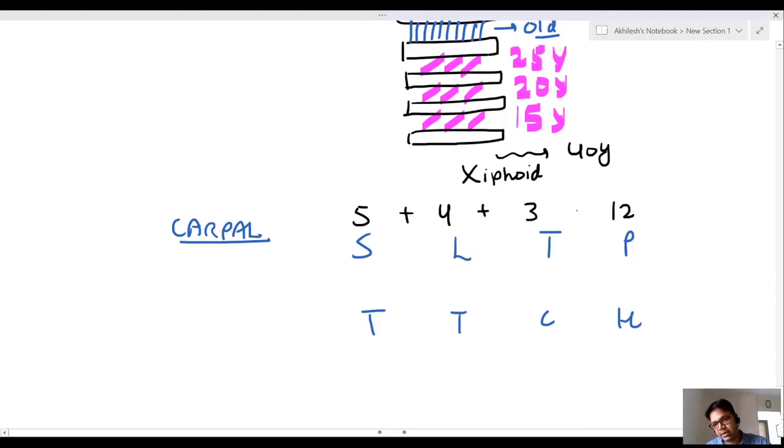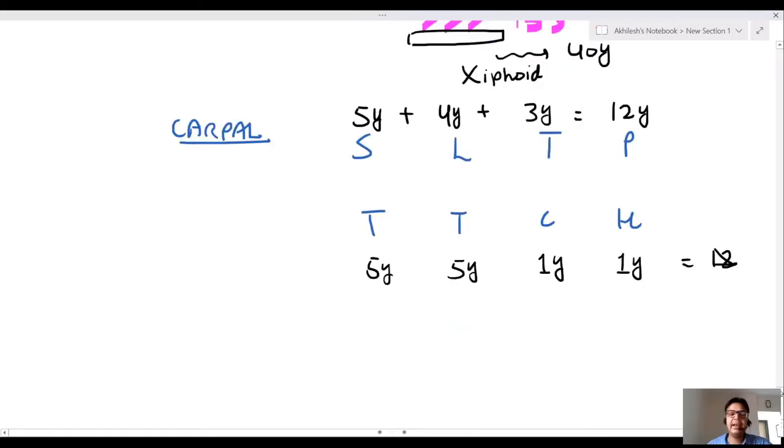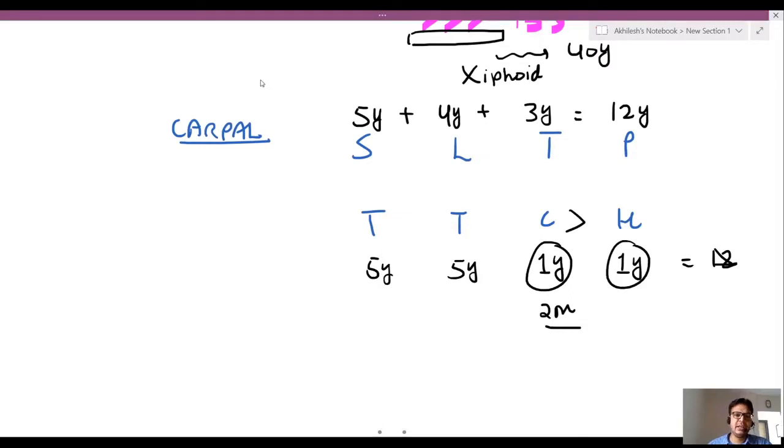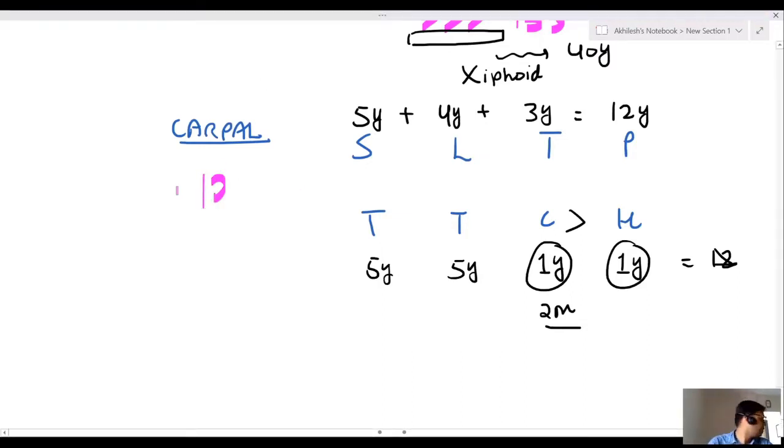5 plus 4 plus 3 is equal to 12. Okay, these are in ear. And this is also 12. 5, 5, 1, 1. It is also 12, but it is outside. So just leave this. It is 5 years almost. It is 1 year. Hamate in the later part of 1 year. Capitate, as I told you, is at 2 months. So both are in the first year. 1 year, 1 year. But capitate in 2 months only. Anyway, if you want to go in detail at what age other carpal bones fuse, you just remember the rule of 12.